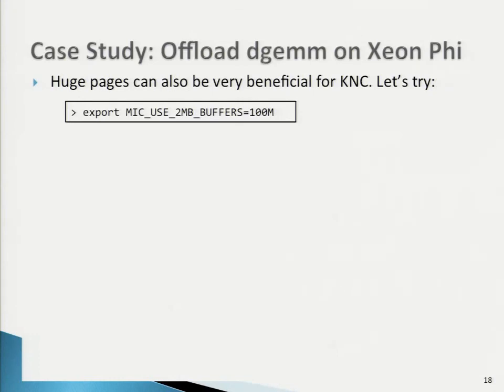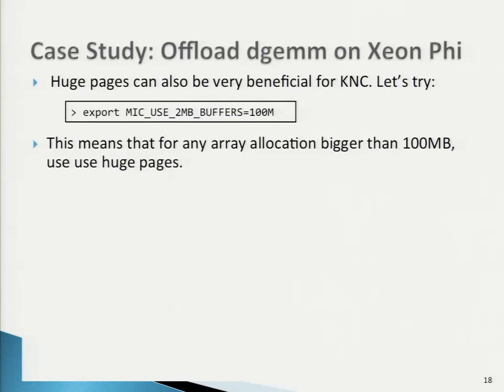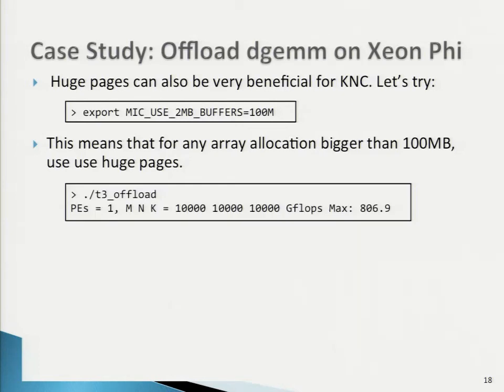The final step is to see what would happen if we were to use large page sizes. So you can set this environment variable. And what this environment variable says, you basically set a threshold. You say, if you're allocating a lump of memory that's bigger than 100 megabytes, this value here, use 2 megabyte pages, or use huge pages only then. And the 10,000 by 10,000 matrices that we're using are definitely much bigger than 100 megabytes. Then when we run the code, we get 806 gigaflops.